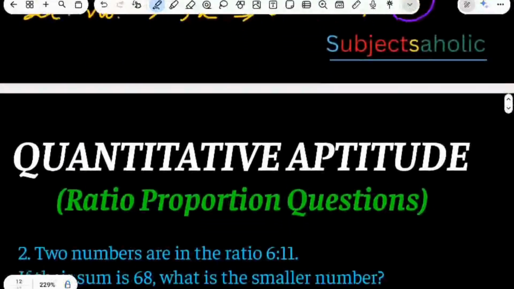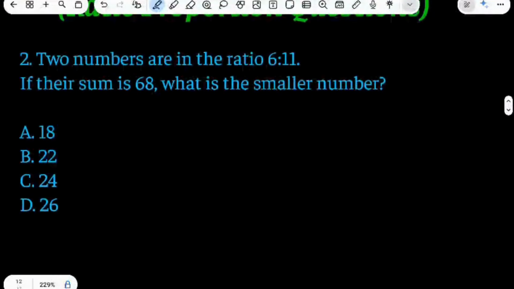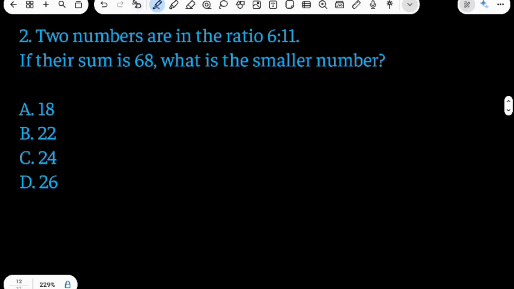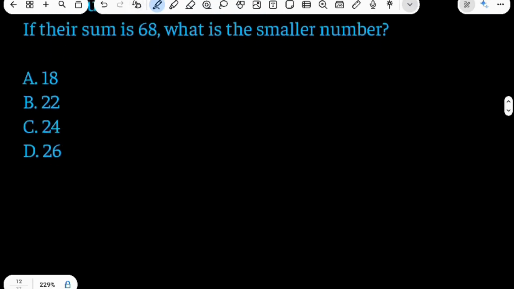Now moving ahead with a similar second question, and I hope you can solve it by watching the previous one. The question is: two numbers are in the ratio of 6:11. If their sum is 68, what is the smaller number? Basically this is the reverse question of the previous one, solving it in the same method as we have solved earlier.